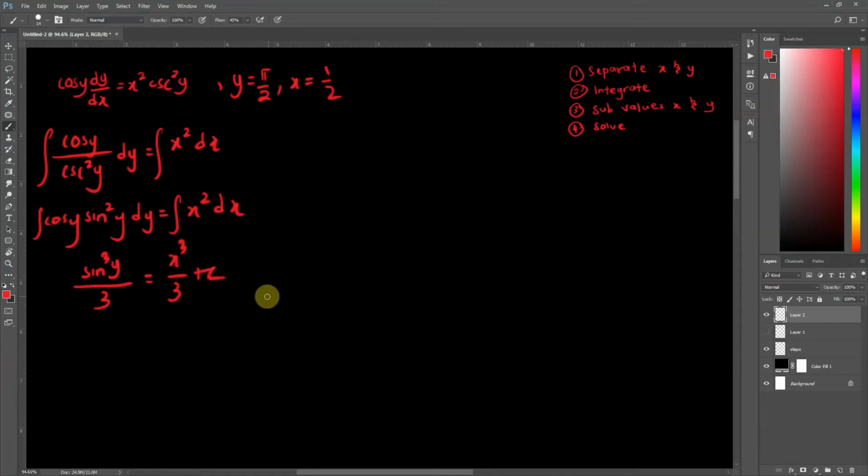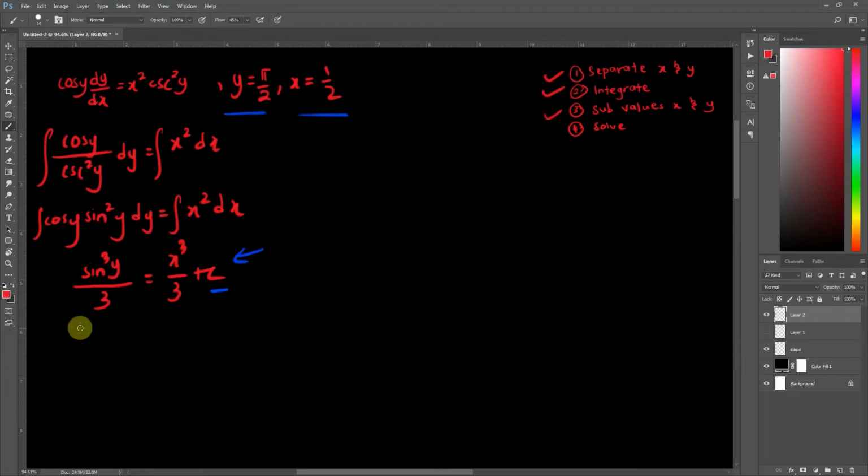Yesterday we would leave it like this, but today, since we are given the values for x and y, we are going to substitute these two values into this equation to find the value of c. Because when you substitute y and x, this is going to be a number, this is going to be a number, so we can find c. So we already separated, we already integrated. Next is we substitute the values of x and y.